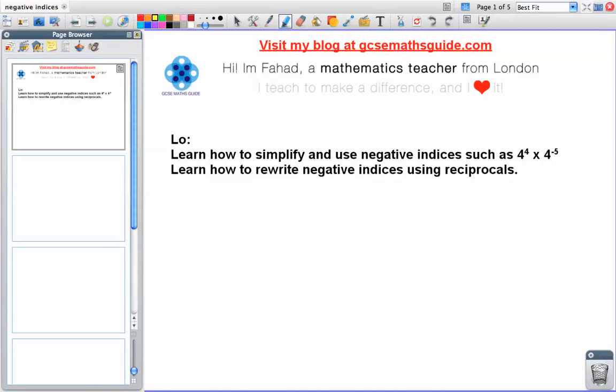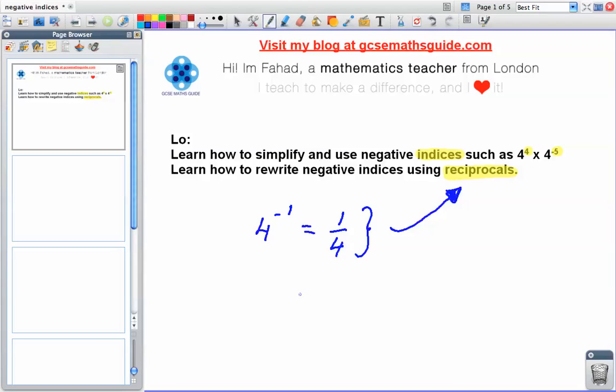An index number, or indices, is basically the small numbers that you have written at the top, and a reciprocal is basically, let's say for instance I had something like 4 to the power of minus 1, then I can rewrite that as 1 over 4. This is called a reciprocal.